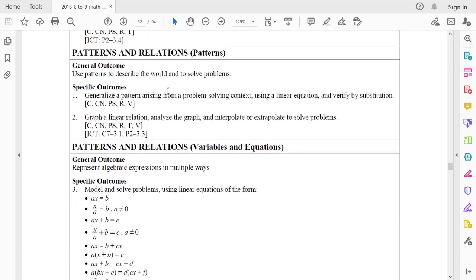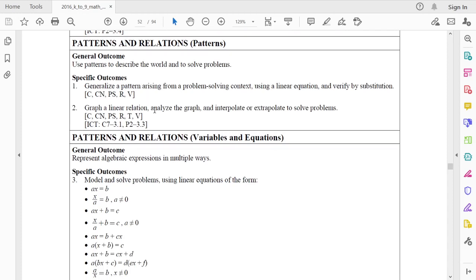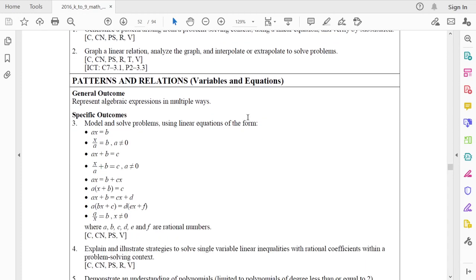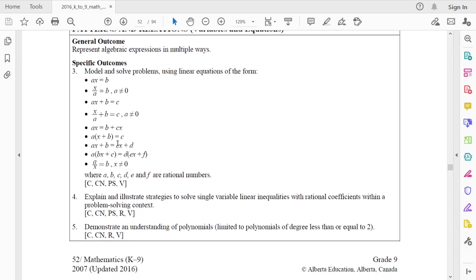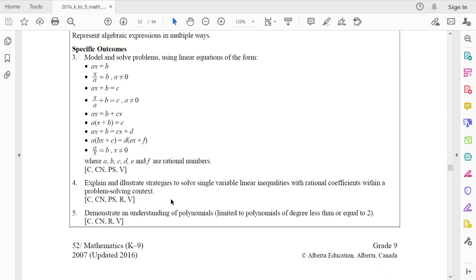For patterns and relations, we'll eventually generalize a pattern arising from a problem-solving context using a linear equation and verify by substitution, as well as graph a linear relation, analyze the graph, and interpolate or extrapolate to solve problems. We will model and solve problems using a number of forms of linear equations. We will explain and illustrate strategies to solve single variable linear inequalities with rational coefficients, and demonstrate an understanding of polynomials of degree 2 or lower.